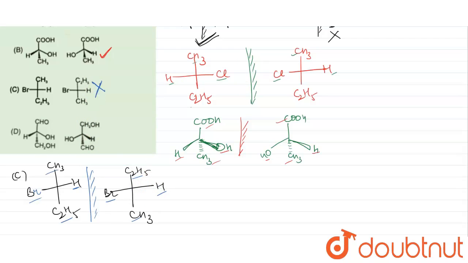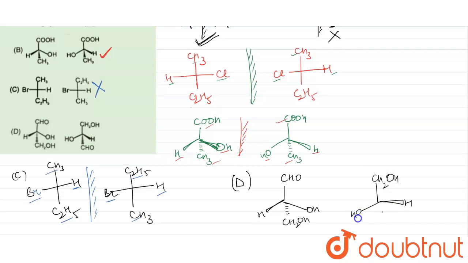Now going to the next part, D. We have CHO and C2OH, with OH in the plane, and then comes C2OH, and here OH, and here comes CHO. In this also you can place a mirror. We have placed a mirror over here. Towards the mirror OH is present, and towards CHO, this is not the same. This group is not the same. This group is not the same. This group is not the same. So this is not an enantiomer too.